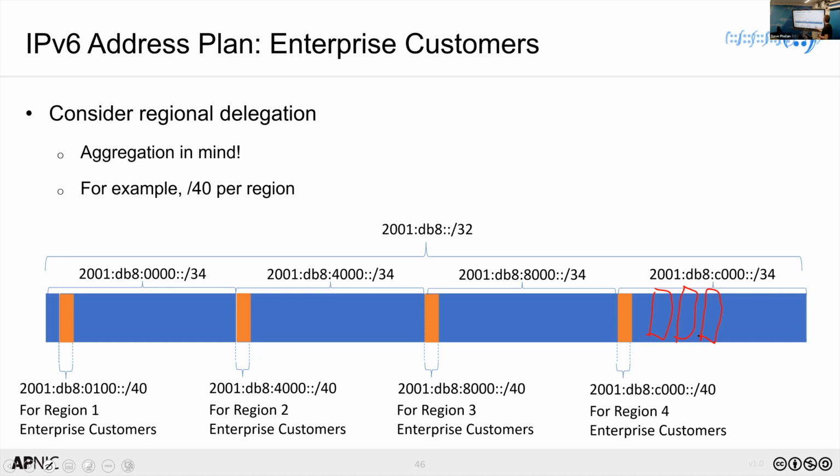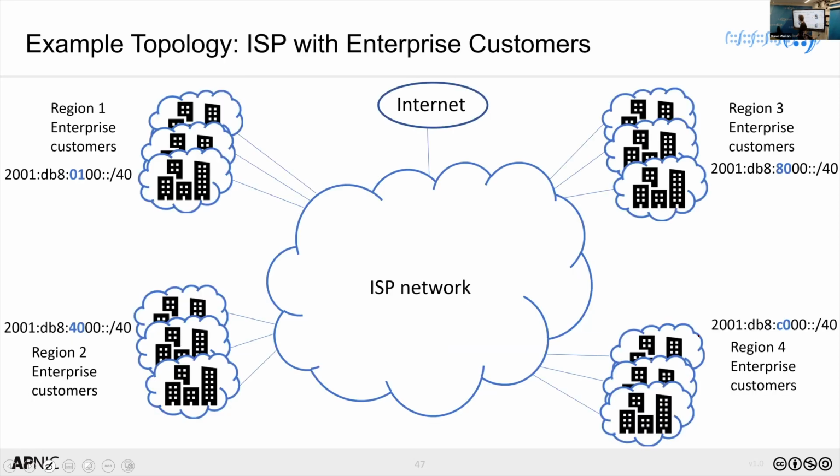So for our starting point, we've got 8 bits of addressing. We've got 256 enterprise customers that we can hand out a /48 to in each region. Region 1, 2, 3, and 4. Here it is on the map. Look at what we're doing here.